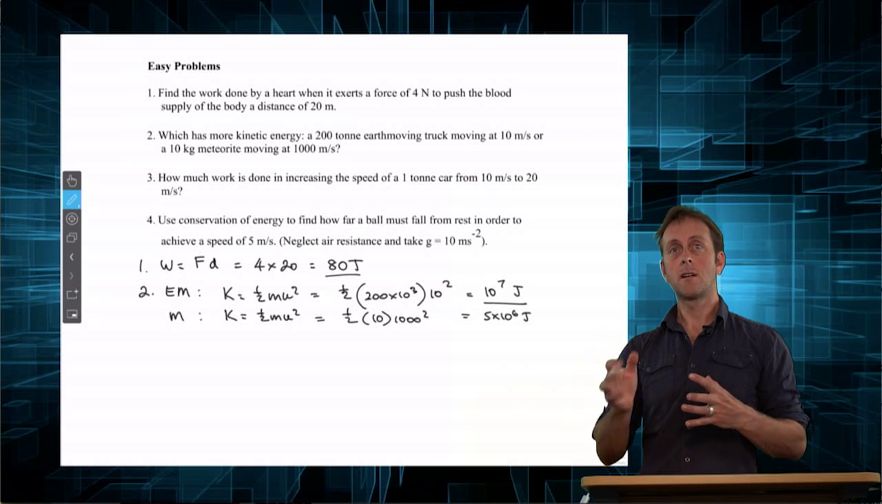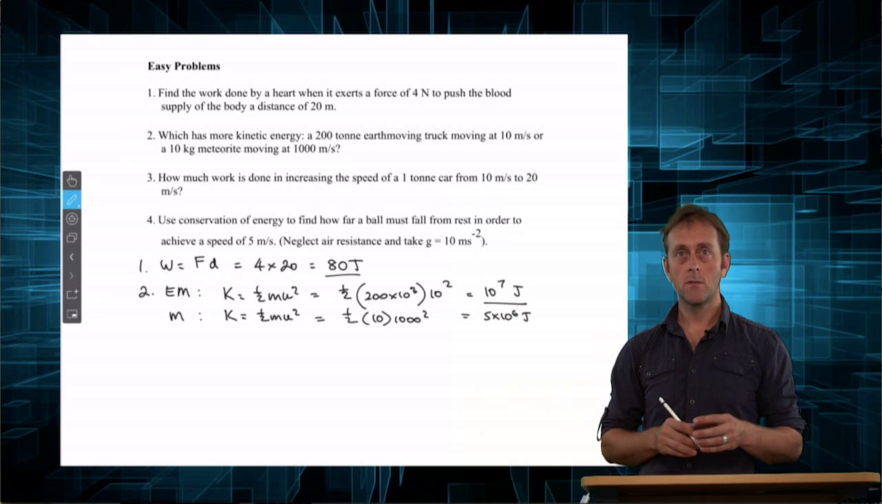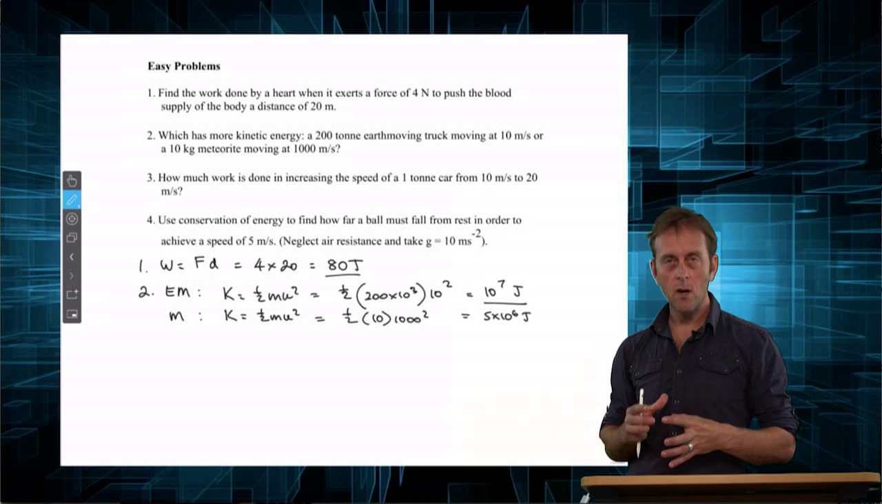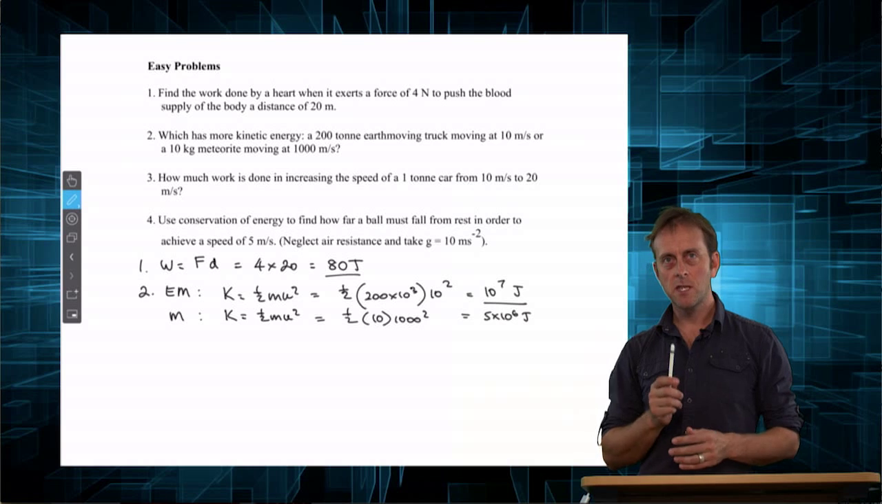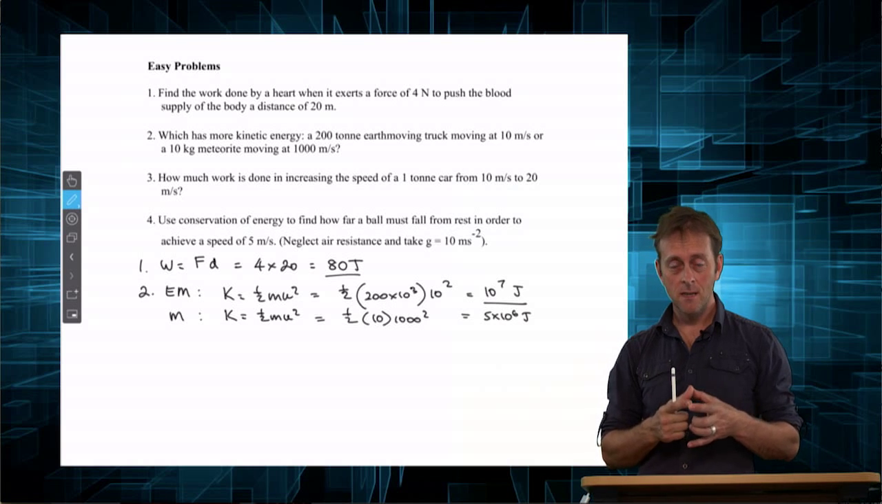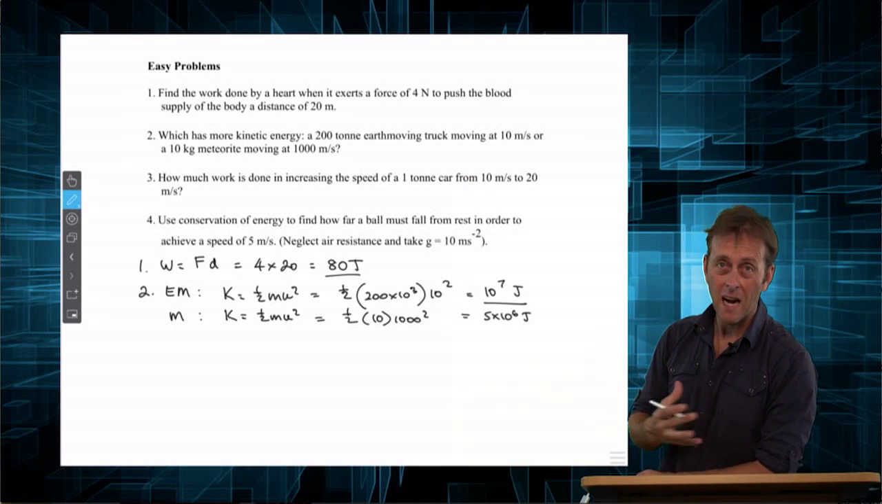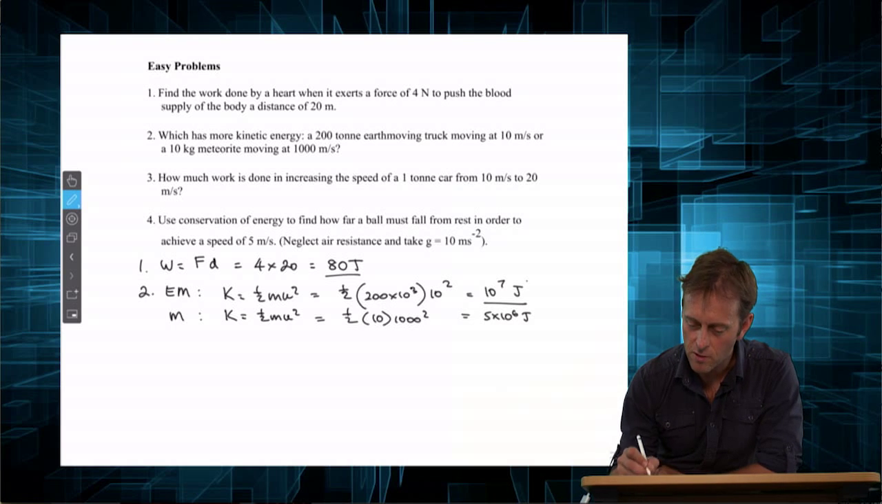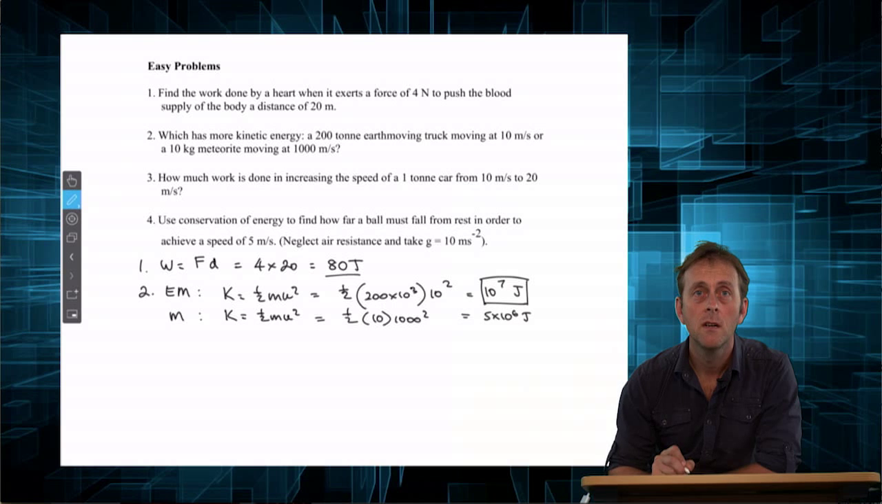So 10 meters per second is pretty fast. It's about how fast Usain Bolt runs, or he's faster. So you can imagine a huge earth mover moving like that. That's how much energy a 10 kilogram meteorite has, or about half of that. That's a large amount of kinetic energy. So yeah, the earth mover has the larger kinetic energy, but it's of the same order, pretty comparable to what the meteorite is.